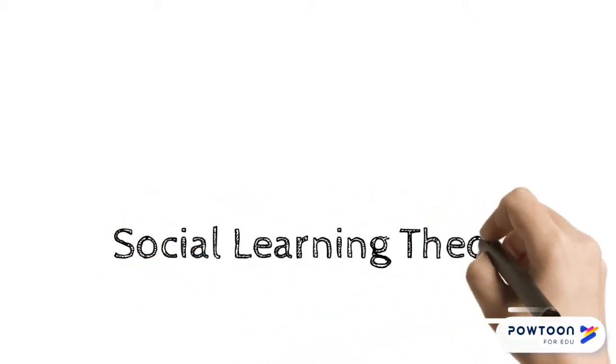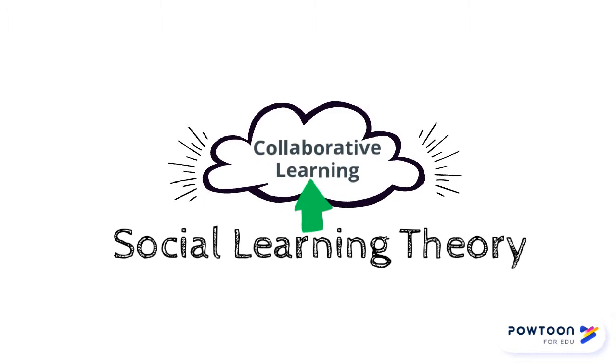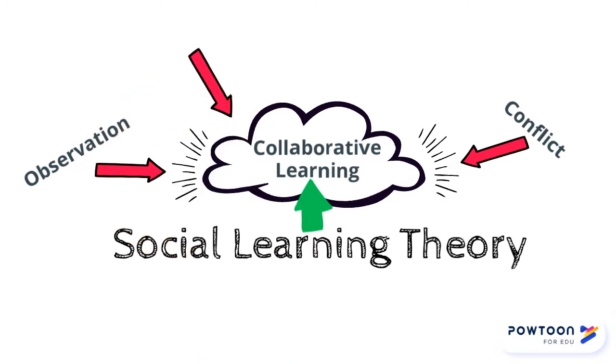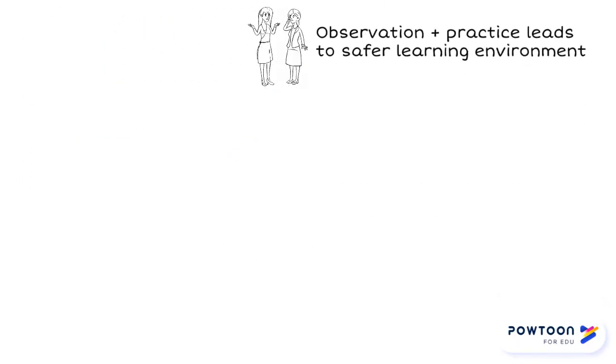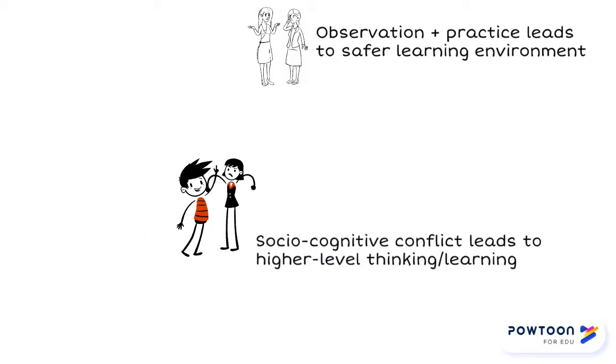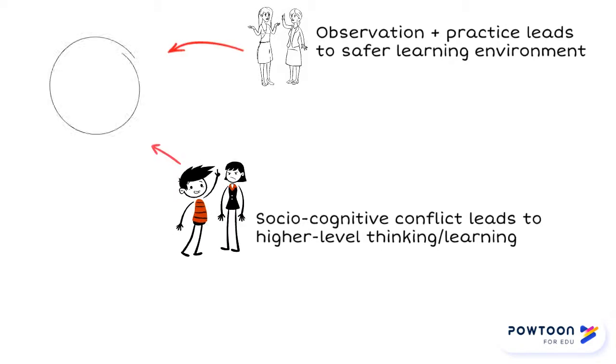Social learning theory can help us understand how collaborative learning works using concepts such as conflict, observation, interdependence, and modeling. Observation allows students to learn from their peers' experiences and errors so that they can avoid those errors when they perform the same task. And learning to manage conflict respectfully enhances students' critical thinking and interpersonal skills. That improves learning outcomes.